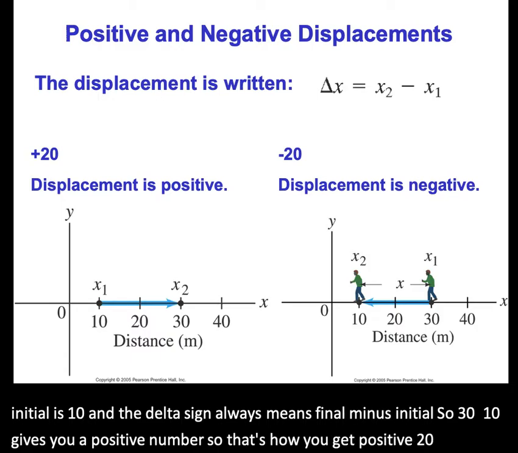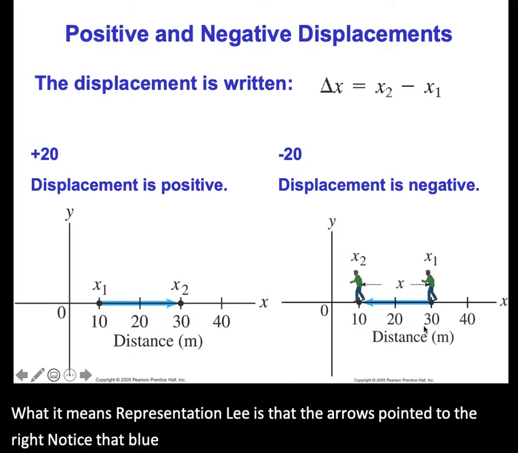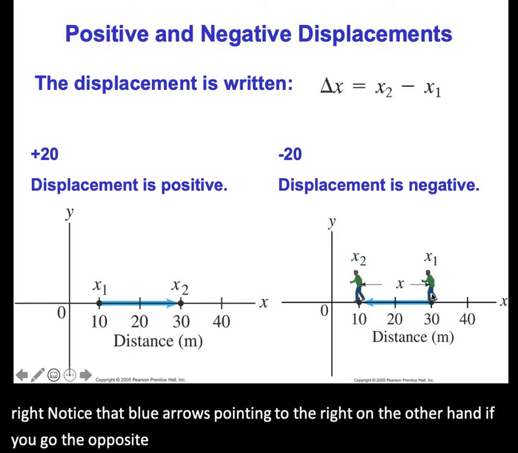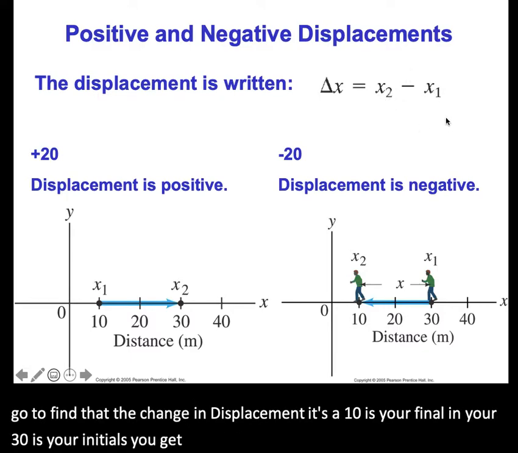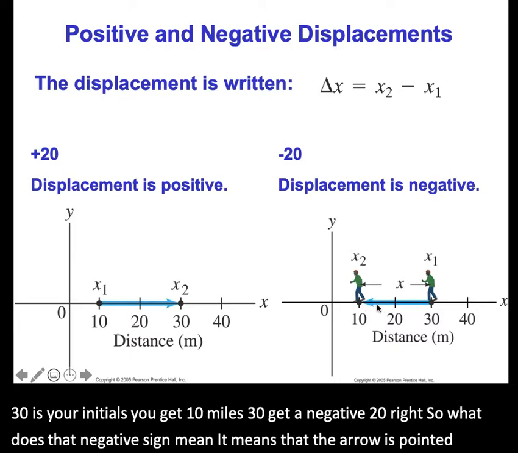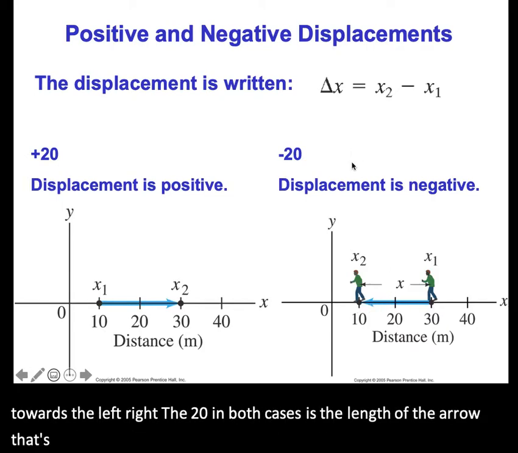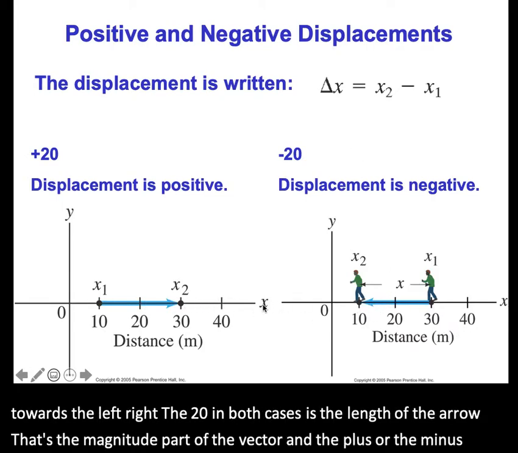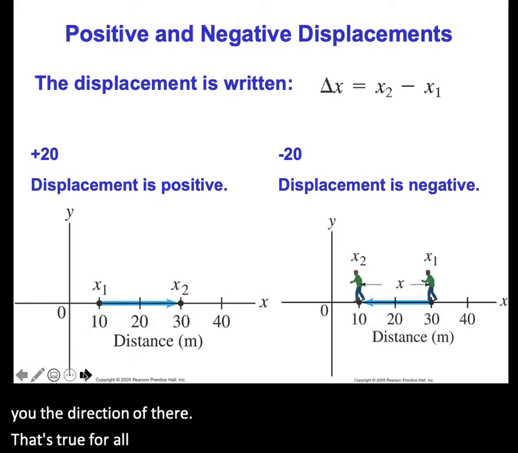What it means representationally is that the arrow is pointed to the right. Notice that blue arrow is pointed to the right. On the other hand, if you go the opposite way, if you start at 30 and go to 10, now when you go to find the change in displacement, 10 is your final and 30 is your initial. So you get 10 minus 30, you get a negative 20, right? So what does that negative sign mean? It means that the arrow is pointed towards the left, right? The 20 in both cases is the length of the arrow. That's the magnitude part of the vector. And the plus or the minus sign is showing you the direction of the arrow, right? And that's true for all velocities. I'm sorry, all vectors.